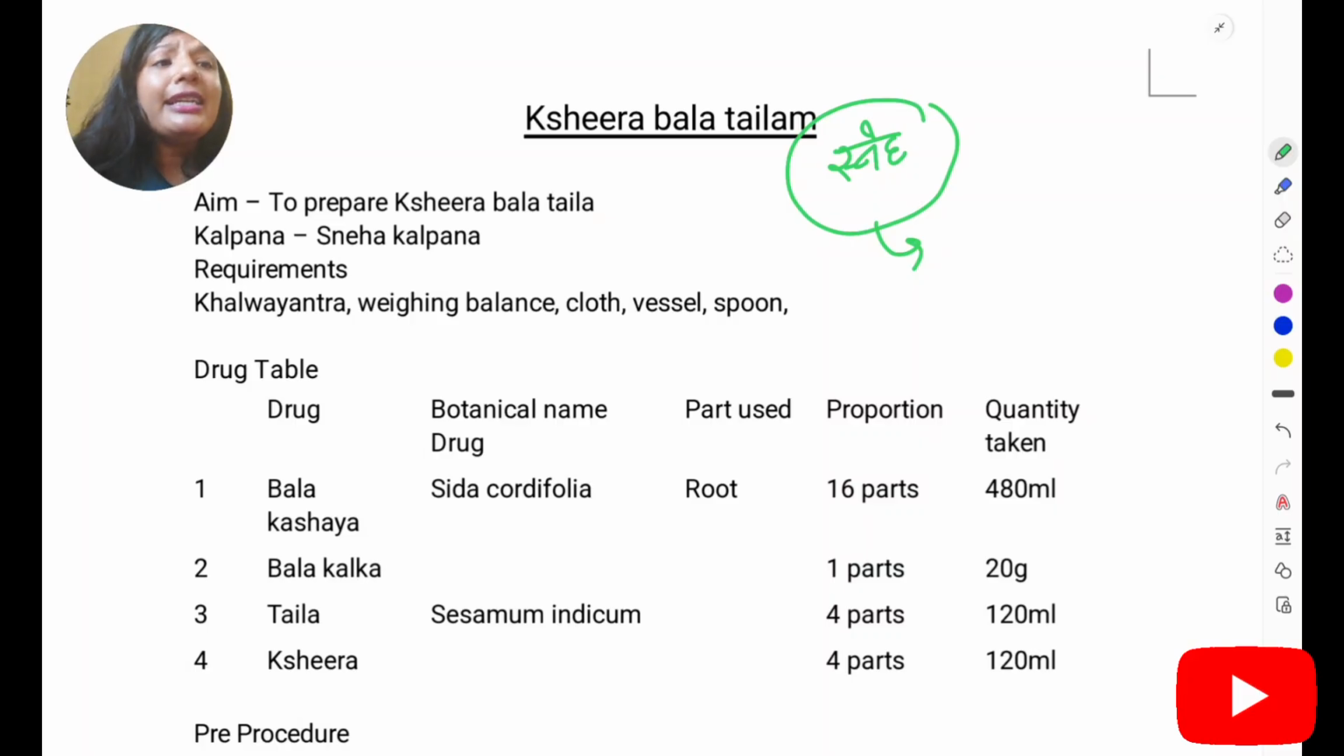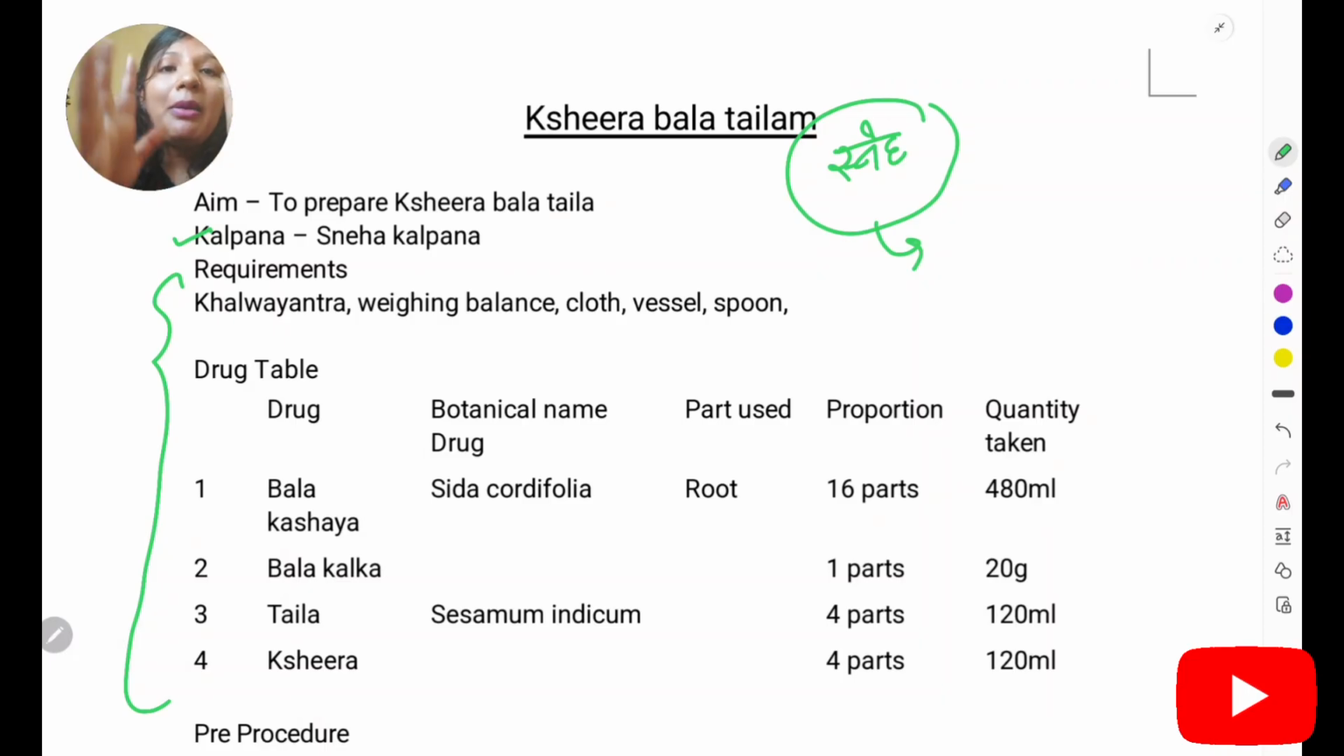For that example you can write Shira Bala Taila, because it is given in your theory paper as well as your practical exam. So let's start with Shira Bala Taila. While starting your yoga, the aim is specifically for the practical paper, but the Kalpana name of the preparation you can write in practical as well as your theory paper. Then requirement and drug table are important for both papers.